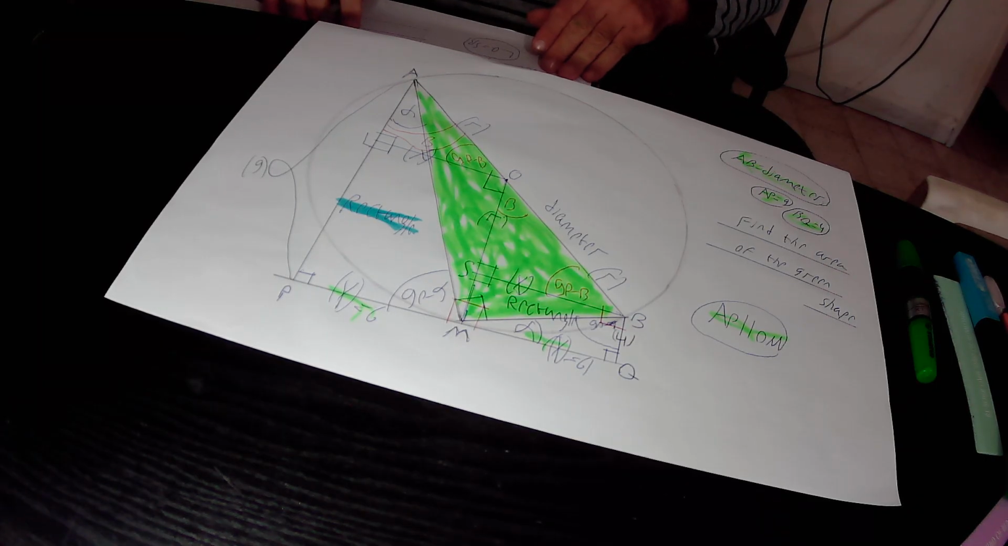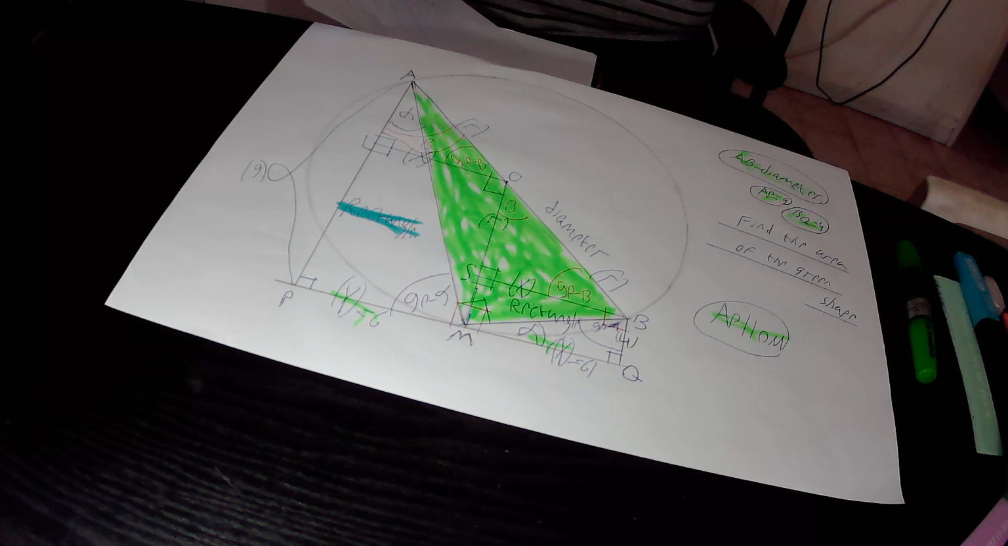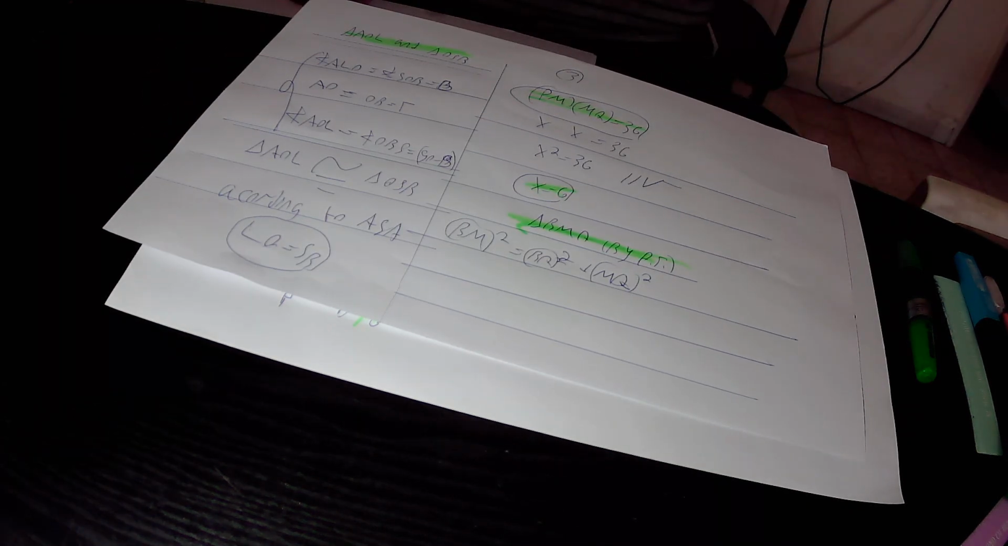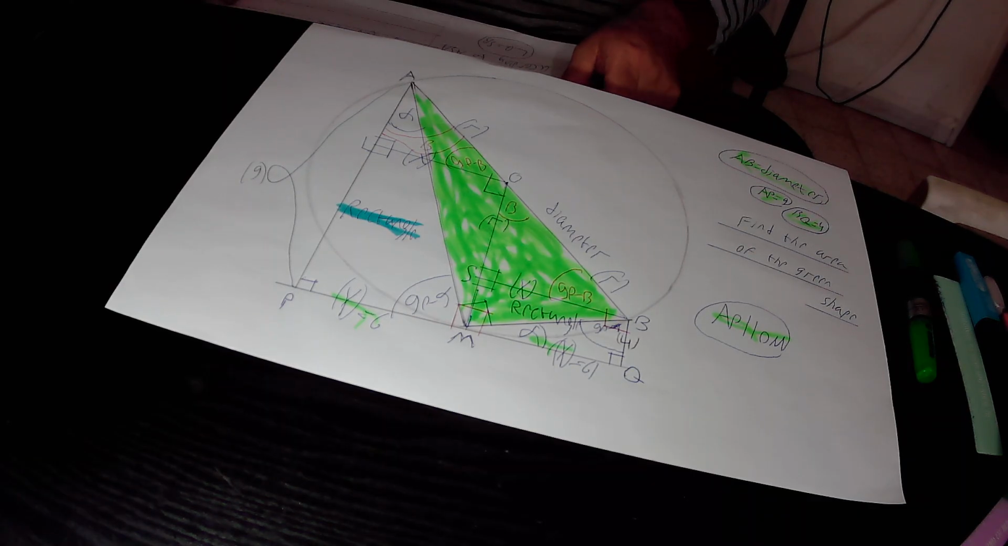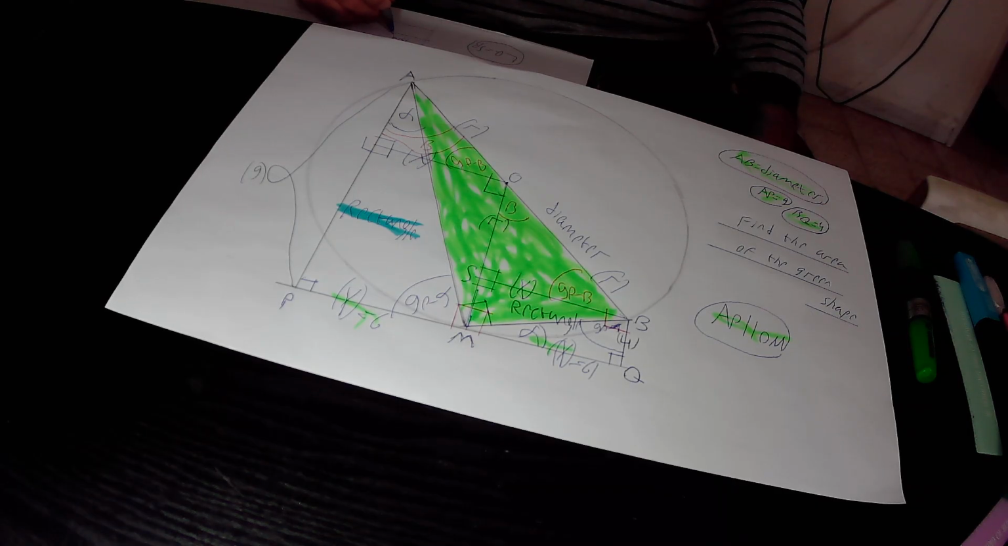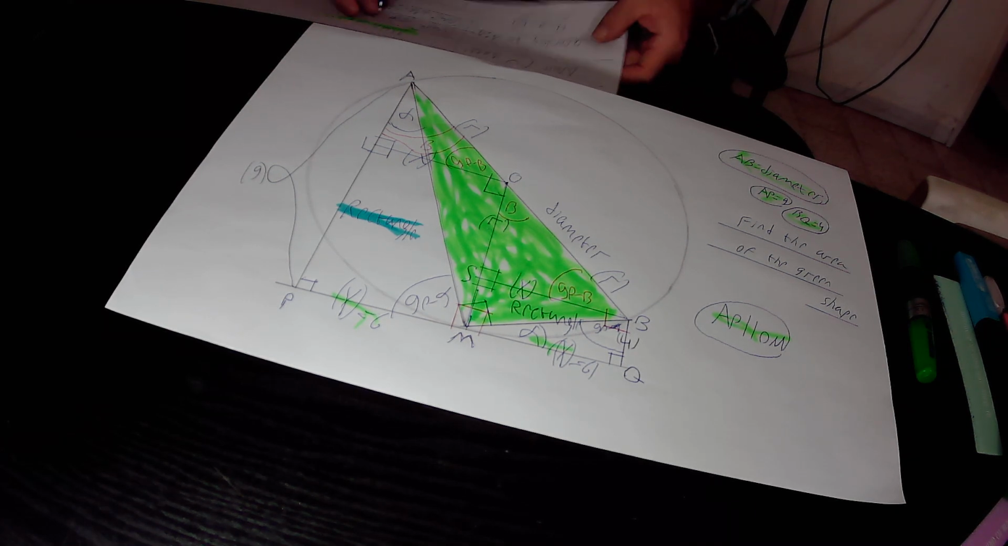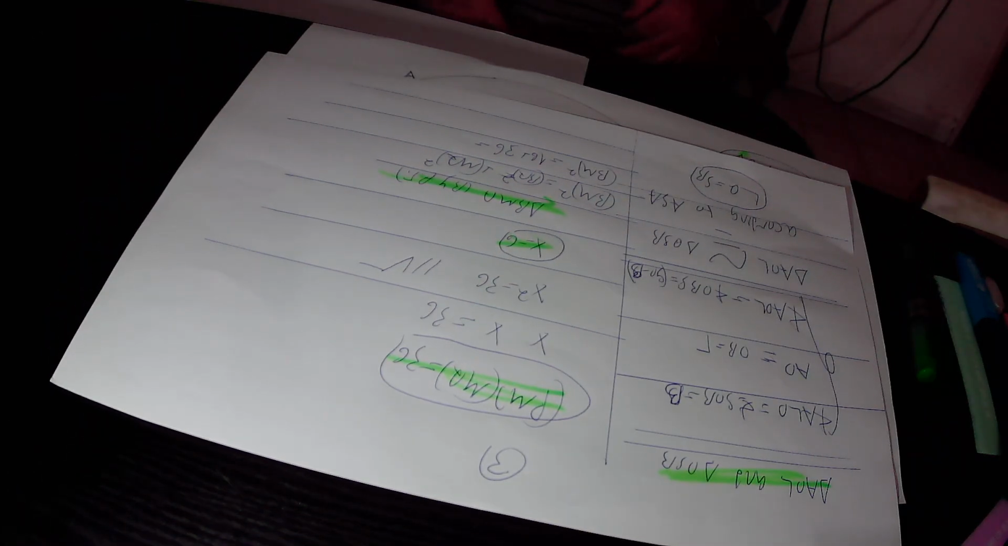In the small right triangle BMQ, according to the Pythagoras theorem, BM squared equals BQ squared plus MQ squared. BM is the missing side, so we leave it as it is. So BM squared equals BQ squared. BQ is 4, therefore BQ squared is 4 squared, that is 16, plus MQ squared. MQ is 6, therefore MQ squared is 6 squared, that is 36. So we found out that BM squared equals 16 plus 36. 16 plus 36 is 52.